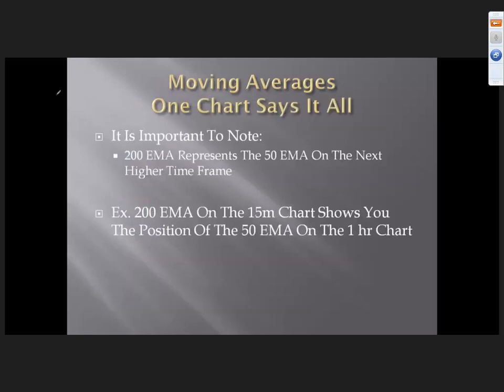Okay. I want you to understand that it's important to note that the 200 EMA, the mayonnaise, represents the 50 EMA on the next higher time frame. Think about it. If you're looking at a 50, it's 4 times, right? A 15-minute is 4 times lower than a 1 hour, so it makes sense. The 200, we bring it in. If price is trading above the 200 or below the 200, that's where price is in relation to the 1 hour chart. So the mayonnaise represents the 1 hour chart. So you don't have to go back and look at it. You know you just had a 1 hour crossover.